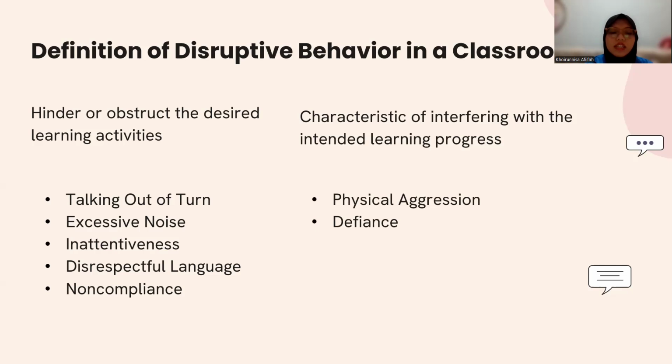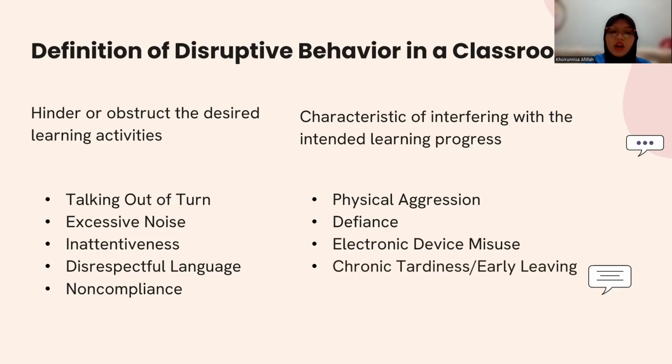Then defiance is constantly challenging authority or refusing to comply, which creates power struggles and disrupts learning. Then electronic device misuse is using electronics for texting, social media, or games, which distracts students and others. And then chronic tardiness or early leaving is arriving late or leaving early, which disrupts the flow of instruction and distracts others. And then off-task behavior is socializing, using personal electronics, or working on unrelated assignments, which takes away from learning.